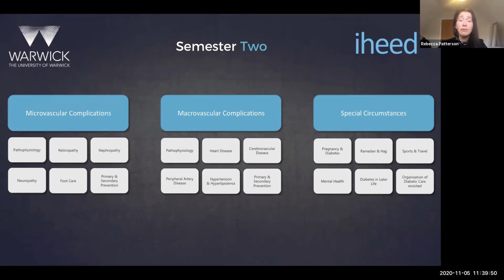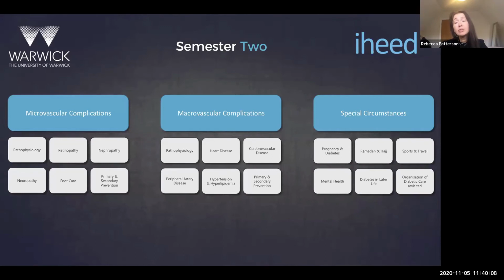And then in the fifth module, we move on to macrovascular complications. Of course, heart disease and CVD is the largest killer in the world, and many of those who have mortality from CVD have diabetes as one of their comorbidities.